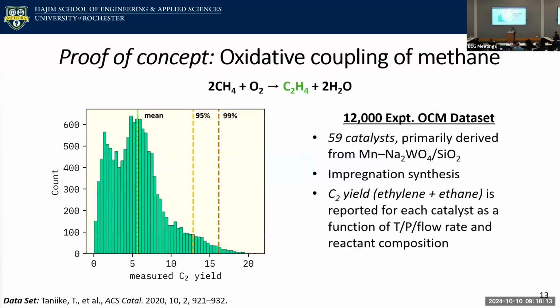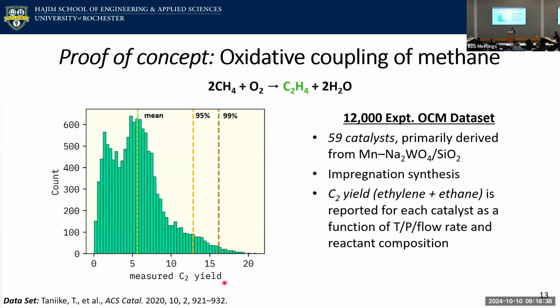So to really see how this method of representation works, we wanted to start off in a very low stakes system. We scoured the literature and found this data set done by a group in Japan where they did high throughput experiments of oxidative coupling of methane. They studied 59 different catalysts, primarily based off of this benchmark catalyst that's used for the reaction. All the catalysts were made with impregnation synthesis.